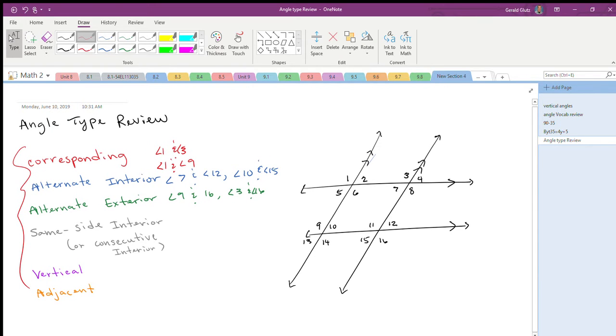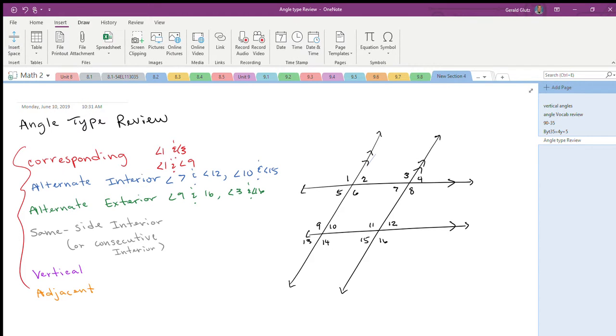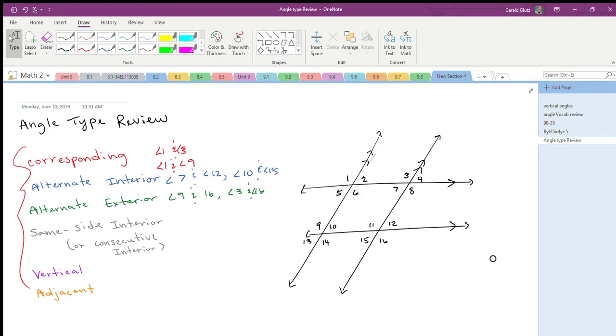All right, so it's same side interior. Another way we might say this is consecutive interior. So consecutive interior and same side interior are the same thing. So I could look at angle 6, my pen is not working.